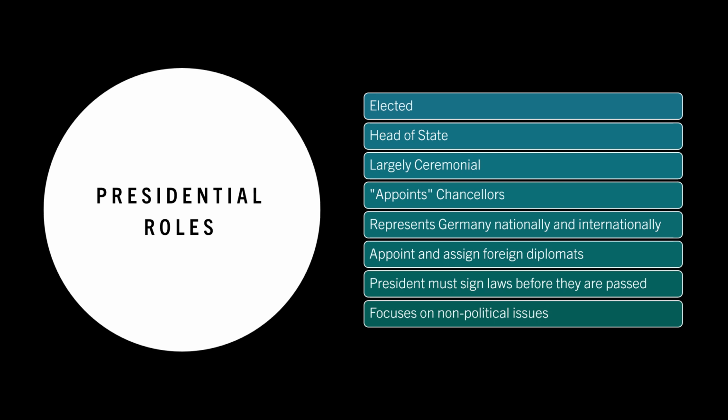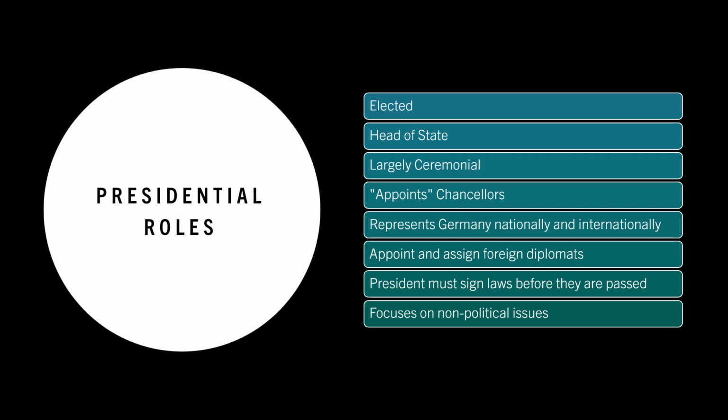He does, however, represent Germany nationally and internationally. He does sign treaties and appoints and assigns foreign diplomats. Now, the president must sign laws before they are passed, although it is still more ceremonial and less political. And then the president focuses on more non-political issues facing the country. Even though he is a Social Democrat, he kind of stays away from the politics and focuses on crises that are happening in the country.